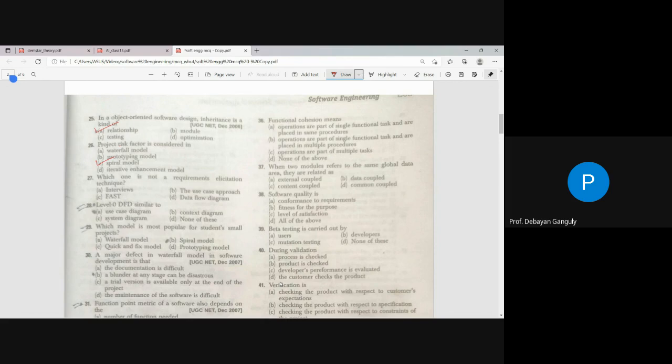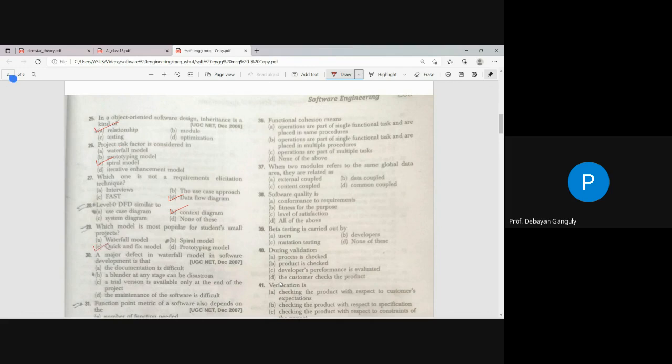27, which one is not a requirement elicitation? That is DFD. Level 0 is nothing but context diagram, context diagram is level 0. Which model is most popular for students? Small project, that is nothing but the quick and fix model.